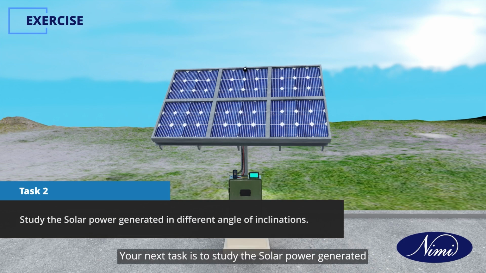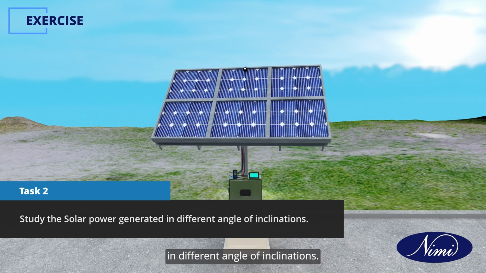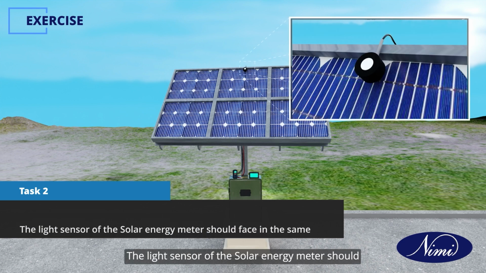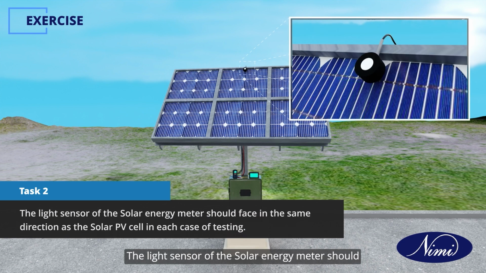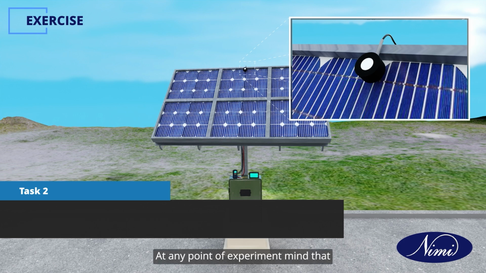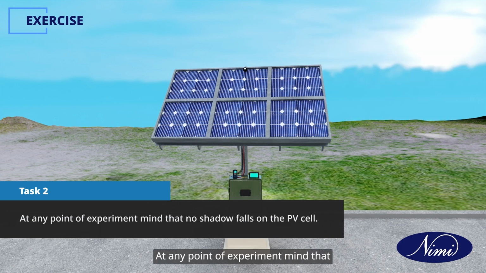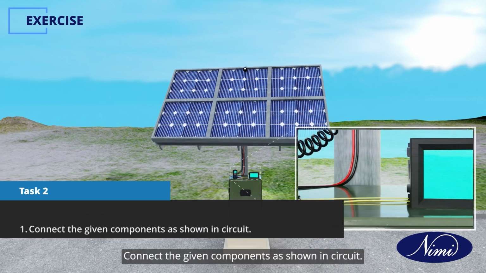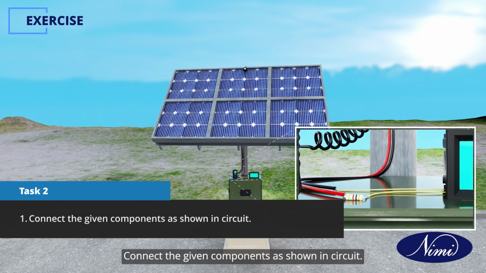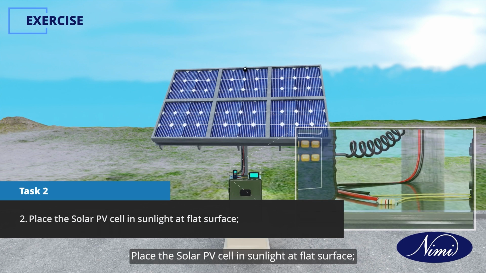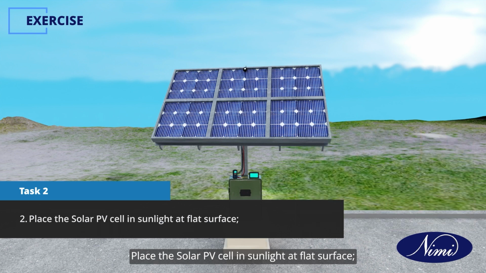Your next task is to study the solar power generated in different angle of inclinations. The light sensor of the solar energy meter should face in the same direction as the solar PV cell in each case of testing. At any point of experiment, mind that no shadow falls on the PV cell. Connect the given components as shown in circuit. Place the solar PV cell in sunlight at flat surface.